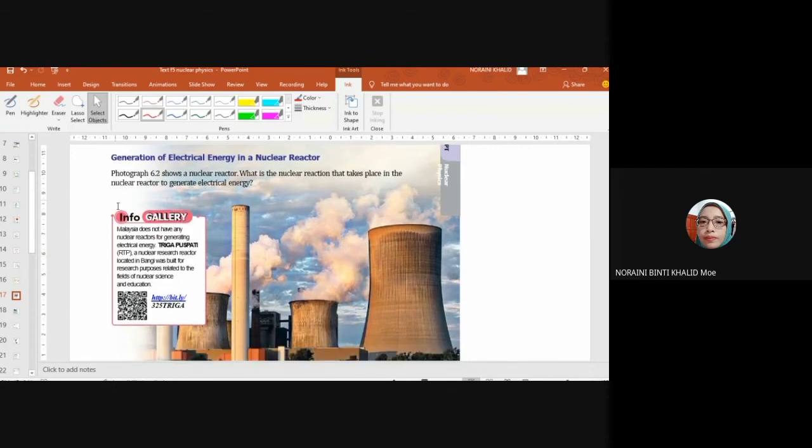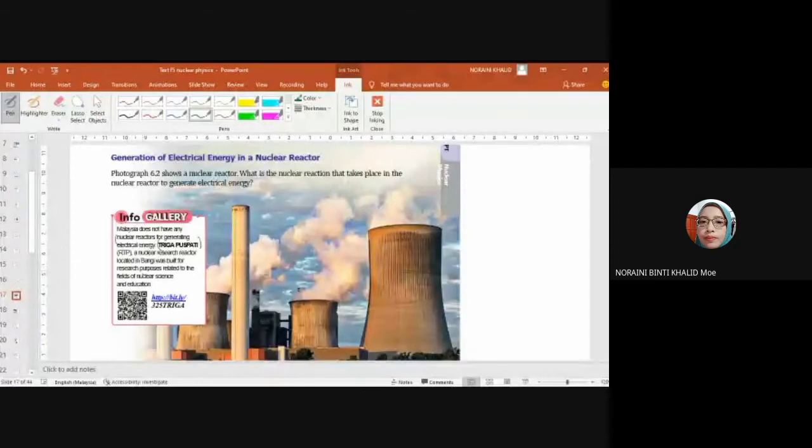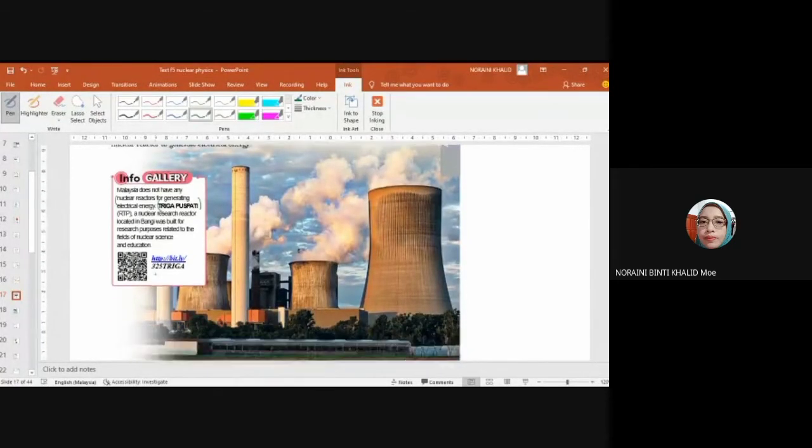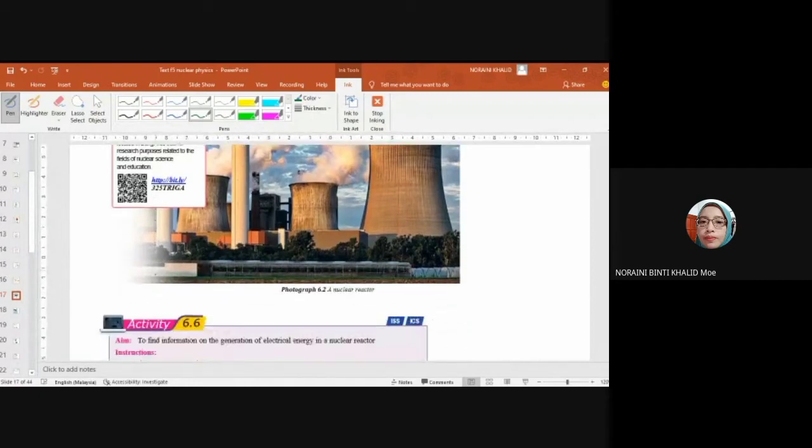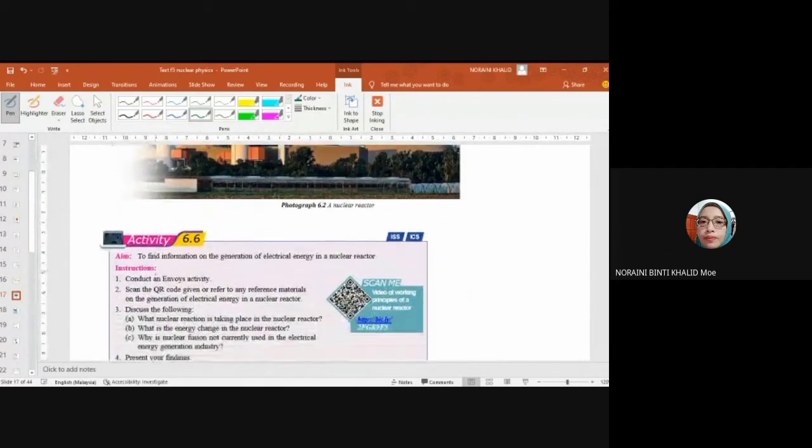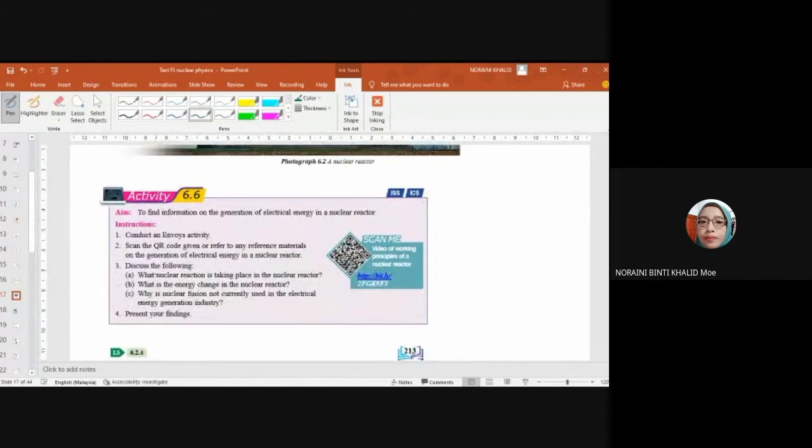Okay, now let's look at generation of electrical energy in a nuclear reactor. Malaysia does not have any nuclear reactors. We just have a research center, the TRIGA Puspati, located in Bangi. This one is just for research purposes, not to generate electricity. So you can search more about nuclear reactors.